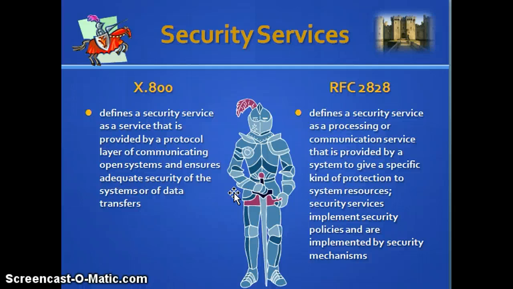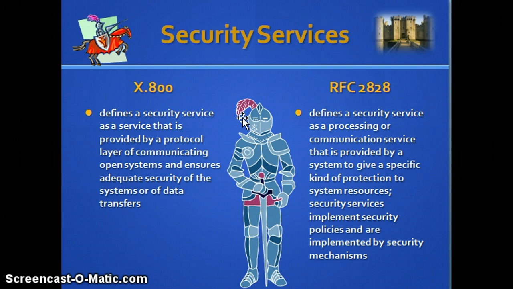When you go to the other side, request for comment 2828 defines the security service as a processing or communication service that is provided by a system to give a specific kind of protection to system resources. Security services implement the security policy and are implemented by security mechanism. When we talk about the main three issues, we talk about security services, security mechanism, and security attack. Then to implement the security services, we need a security mechanism. This is the definition for the security services.